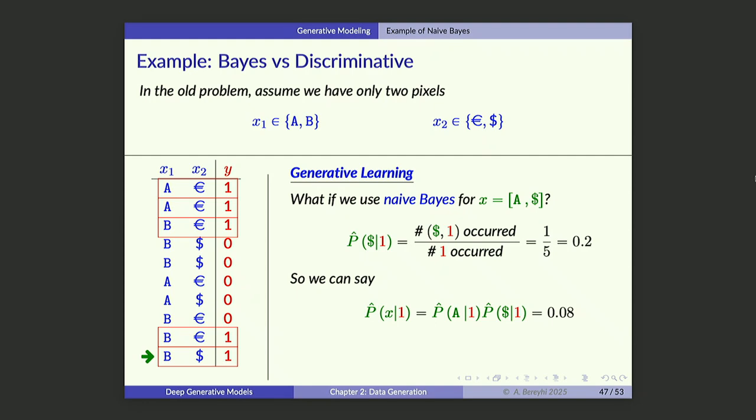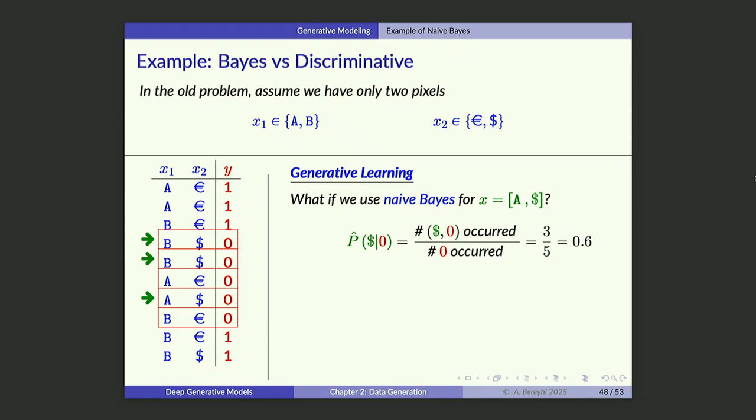Now you can go for label 0. Again, for label 0, you have 5 samples with label 0. Then you see that 3 of them have $sign at the second entry. So it's going to be 3 by 5, 0.6, right? And then the probability of x given 0 is going to be this one, which is 0.6, times P of A given 0, which we computed as 0.4, so it's going to be 0.24, right?